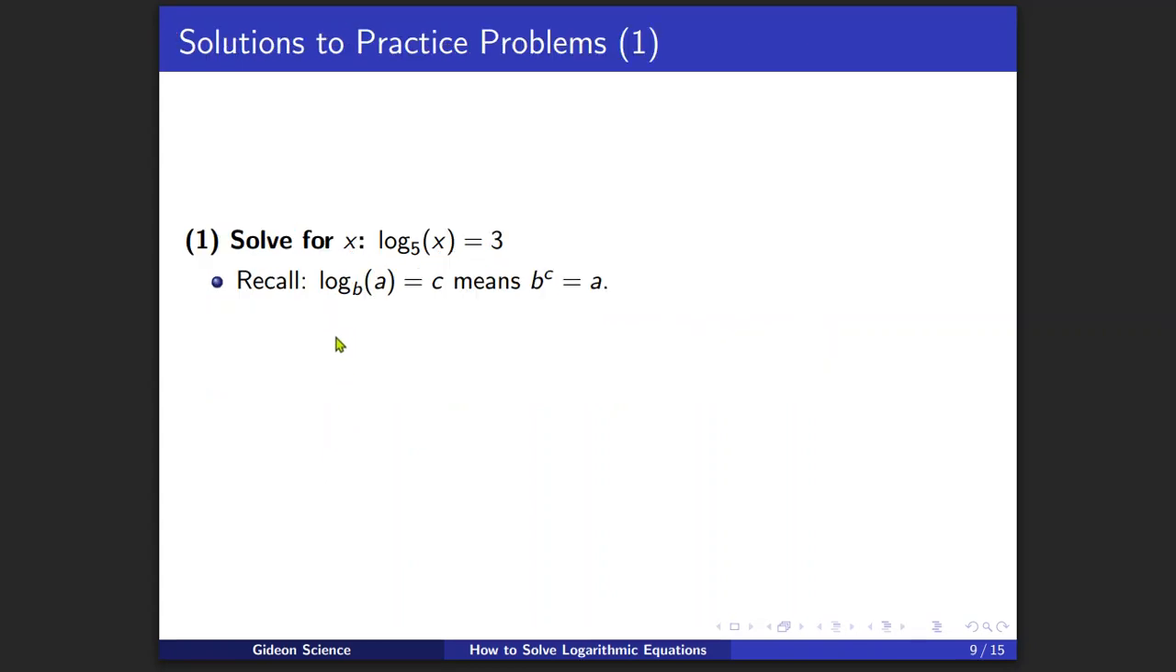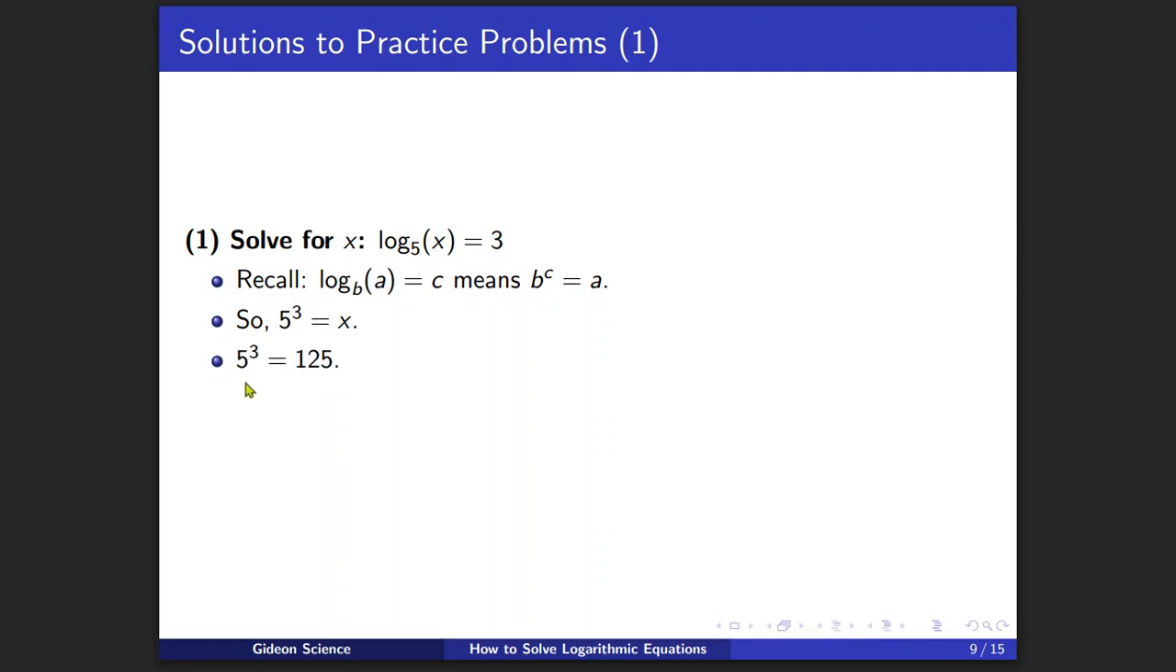So when you're solving the first question, you recall that log a base b equals c means b to the power of c equals a. So 5 to the power of 3 equals x.